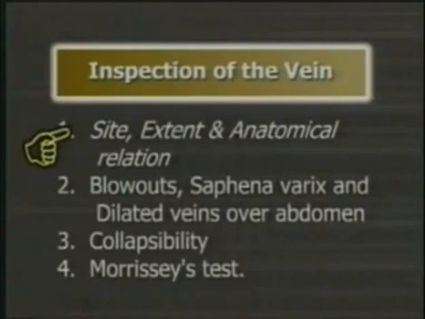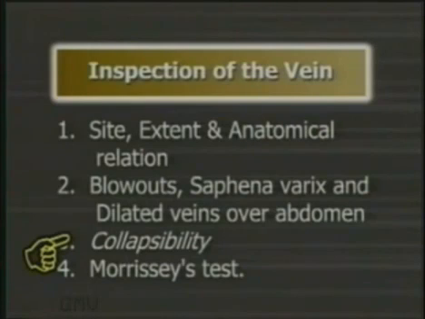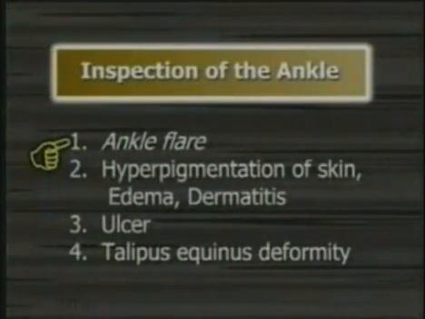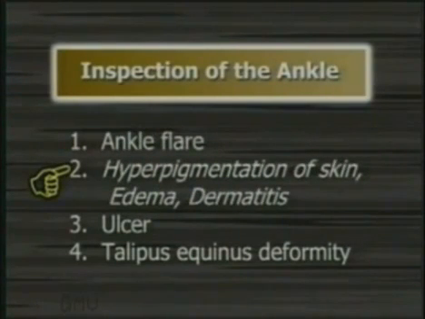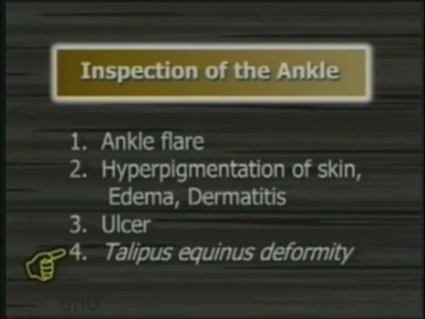To revise, on inspection, first inspect the vein for the site, extent and anatomical relation of the vein. Look for blowouts, saphena varix and dilated veins over the lower abdomen. Then raise the leg to 60 degrees to check whether the varicosity collapses and ask the patient to cough, looking for retrograde venous pressure wave, that is Morris's test. Now inspect the ankle and the lower third of the leg for ankle flare, hyperpigmentation of the skin, edema, dermatitis or ulceration, and if a varicose ulcer is present, look for talipes equinus deformity of the ankle.